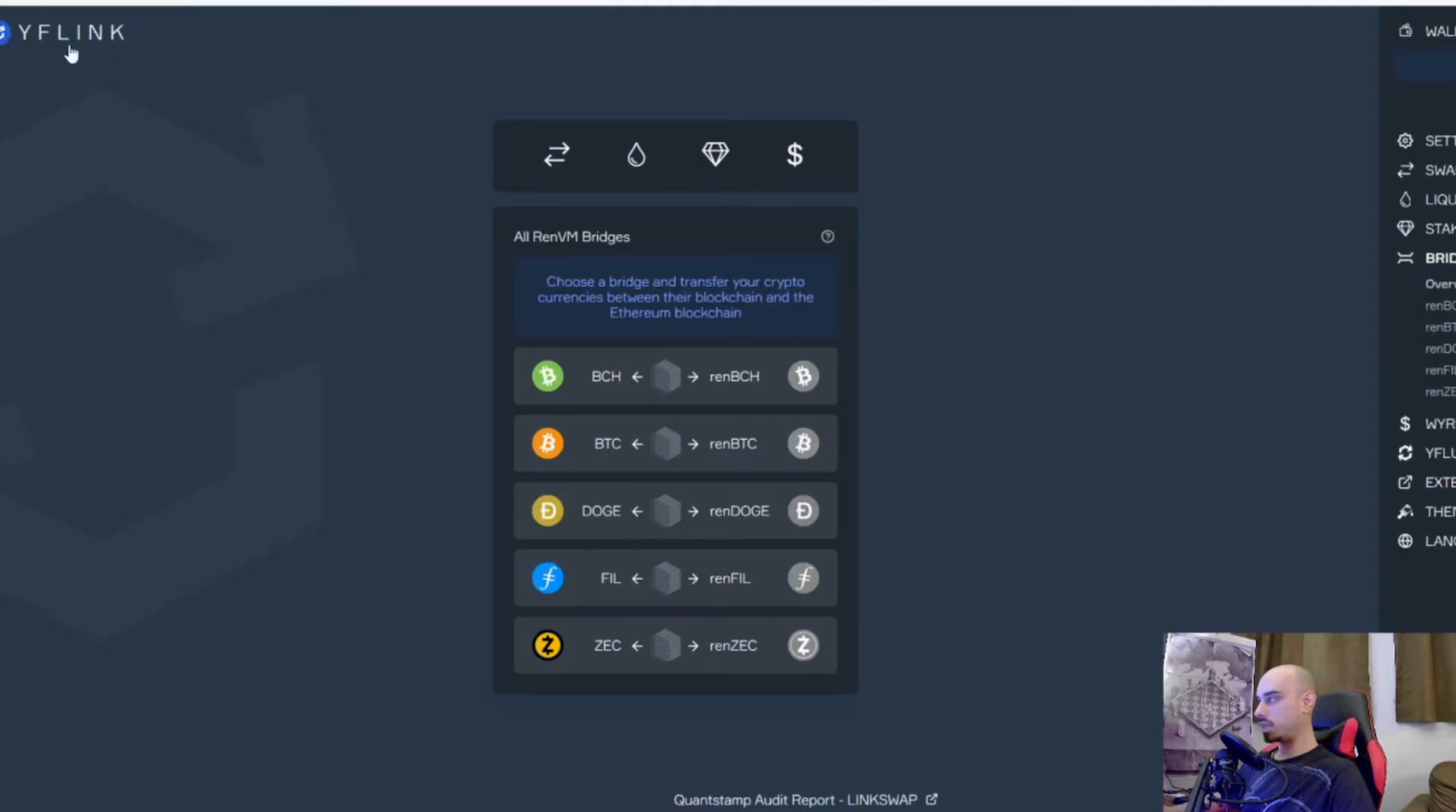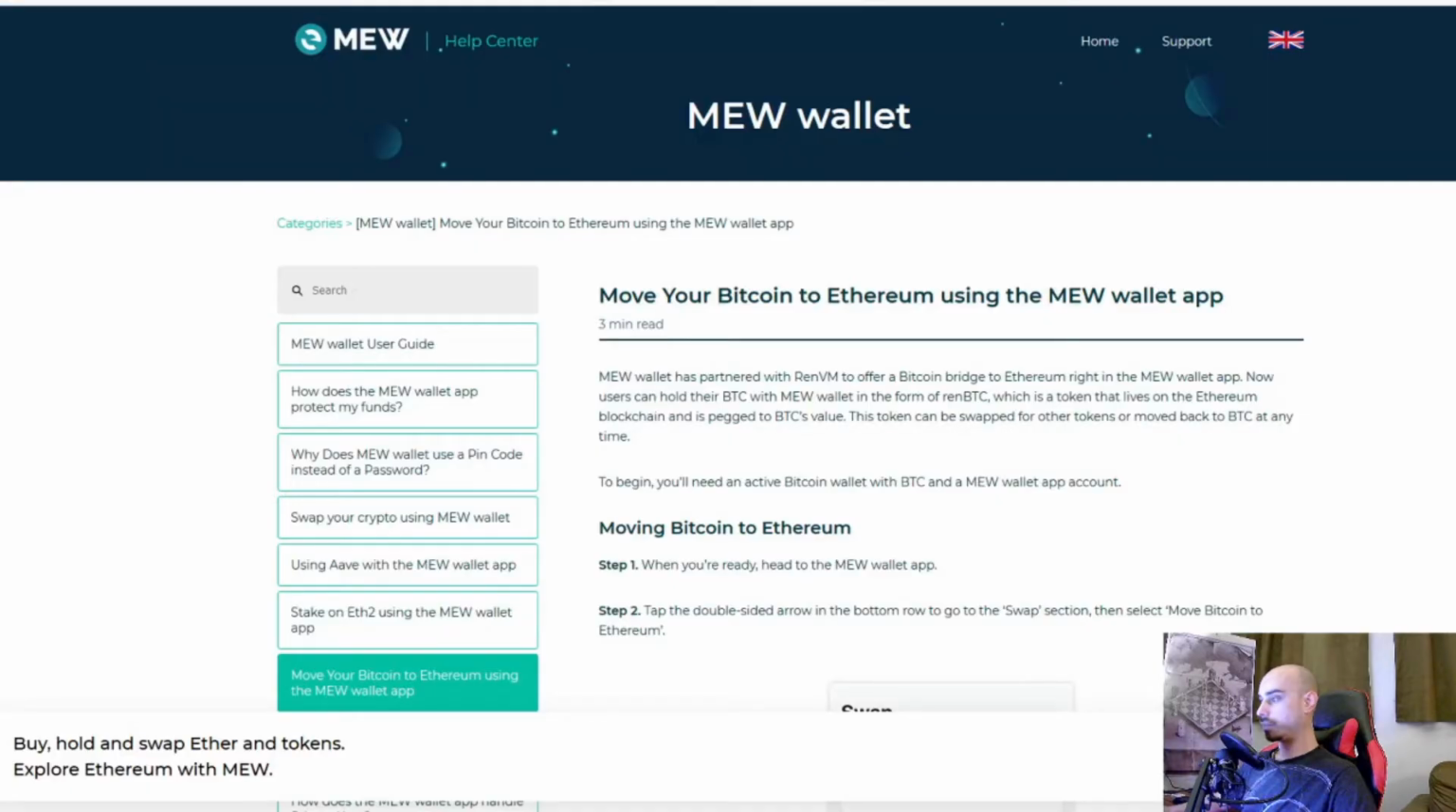Another example is YF-Link, using the Ren Virtual Machine bridges directly integrated into their platform, and you can simply bridge assets directly on their LinkSwap platform. Another nice application that is using the Ren Virtual Machine is MEW, or MyEtherWallet, which I'm sure a lot of you already know about.